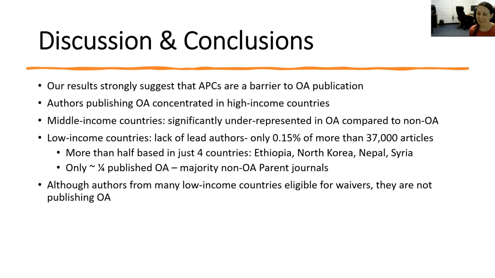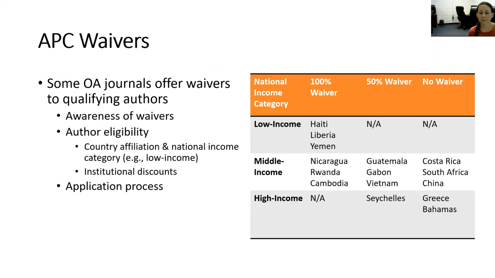And surprisingly, authors from low income countries are eligible for waivers from Elsevier for 100% of their APC to be covered by Elsevier. And still very few, hardly any of them were publishing in open access, which was kind of surprising. So if we think more about these APC waivers, waivers are kind of how the open access journals try to deal with diversity and equity in terms of the funding mechanism of article processing charges.